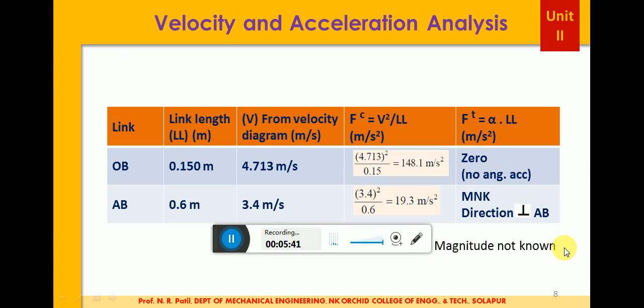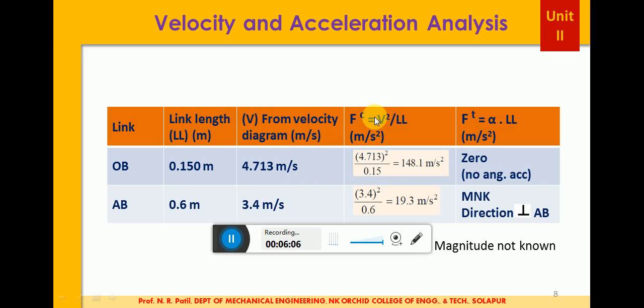Now to draw the acceleration diagram, you first have to prepare this table wherein this is the link name, link length, then you can measure the velocity of link OB and AB from the velocity diagram. So this is very important. You have to find it from the velocity diagram, measure, and multiply with scale. You will get the velocities of these links directly.